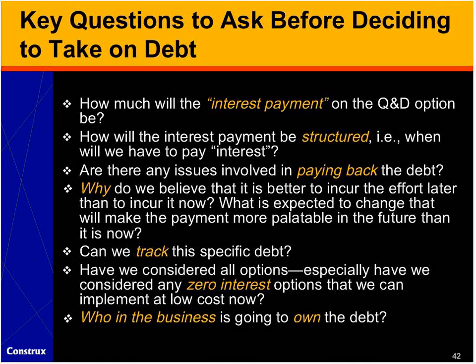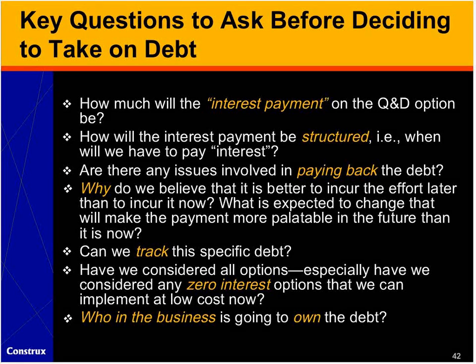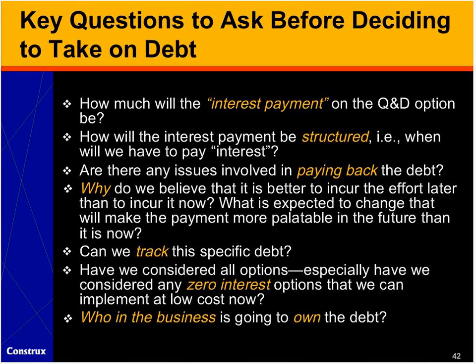Can we track this specific debt? That's important because we need to be able to pay down the debt. We have to be able to know where the debt is, and so tracking it is important. Have we considered all the options, including any zero interest options?